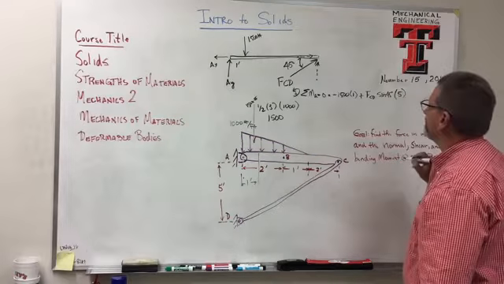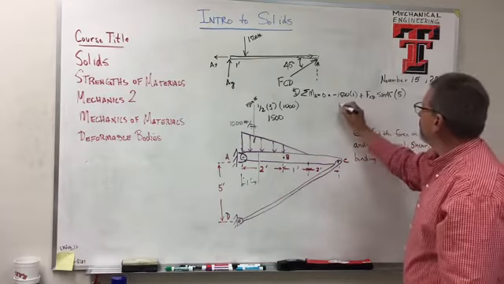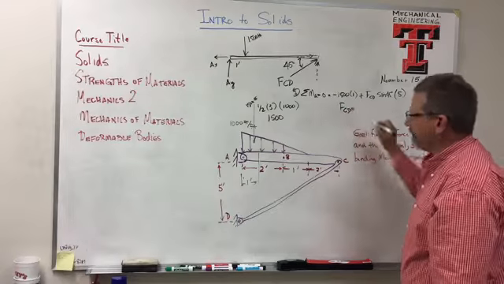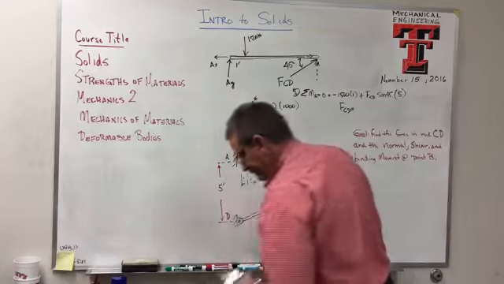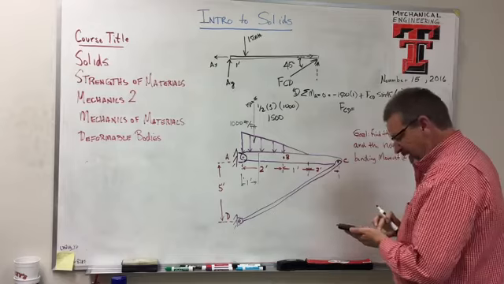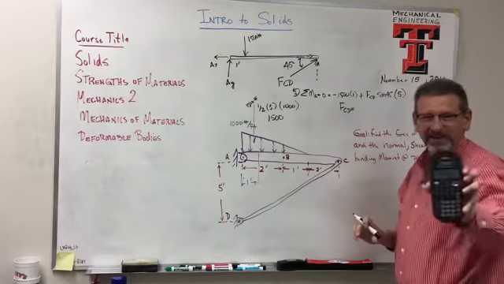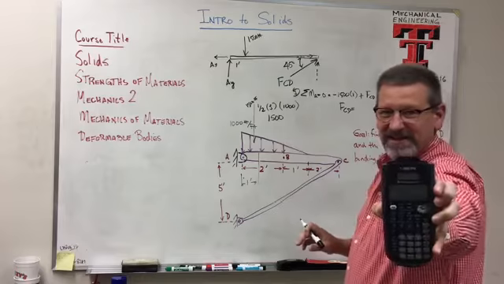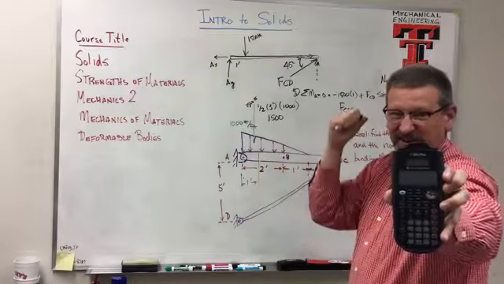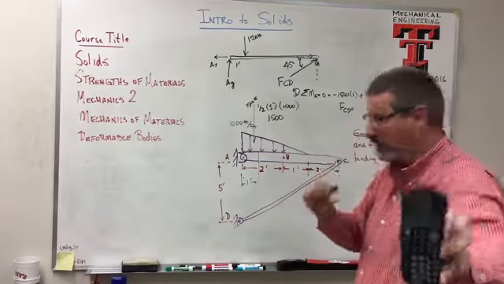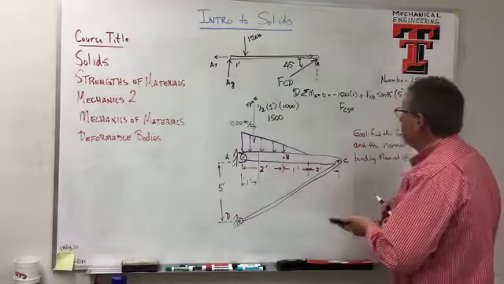Okay? And so now I can solve for FCD. I need my calculator. My handy dandy calculator. And if y'all don't have one, I highly recommend a TI-36 Pro. This calculator is okie bueno. Okay? So here we go.